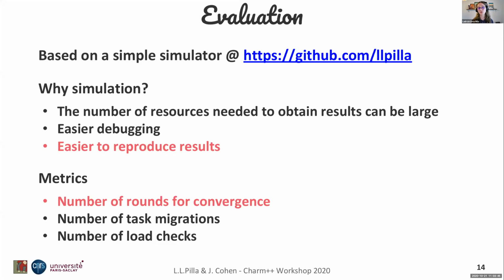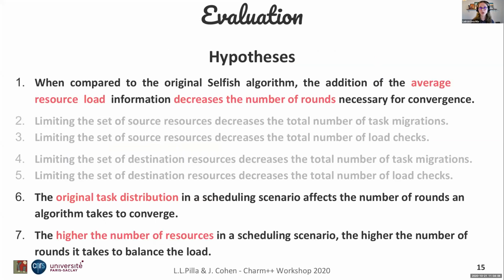The other 2 metrics that are interesting are the number of task migrations, because this relates to how much data has to be moved, and the number of load checks, because this relates to the communication between resources to gather information about the load of another resource. Before moving into more details about the experiments, I'll just put our hypotheses here that we're trying to test. I'm not going to run through all of the hypotheses right now, and in this presentation we're only going to cover 3 of them, but they're registered here, and later if you're watching this on YouTube, you can pause the video here and read all the hypotheses that we have.